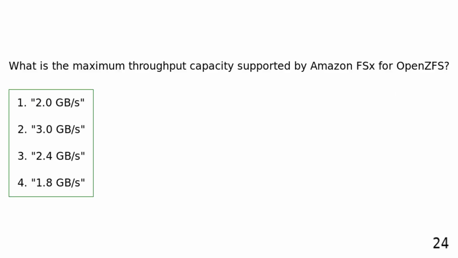What is the maximum throughput capacity supported by Amazon FSx for OpenZFS? 2.0 gigabytes per second. 3.0 gigabytes per second. 2.4 gigabytes per second. 1.8 gigabytes per second.